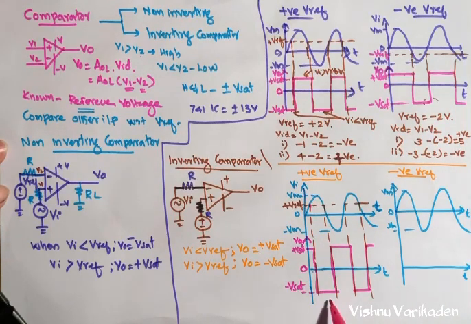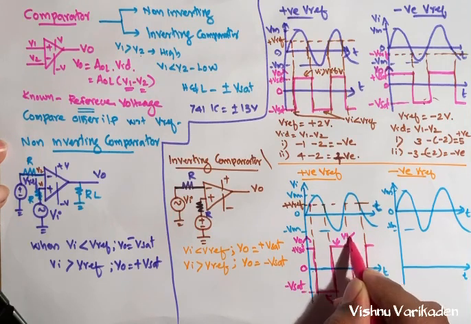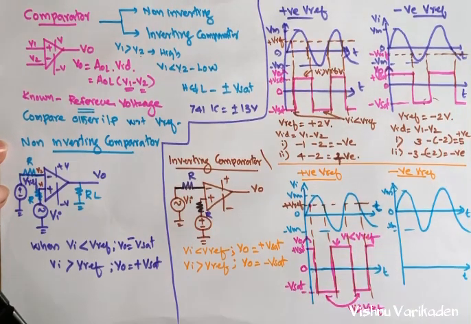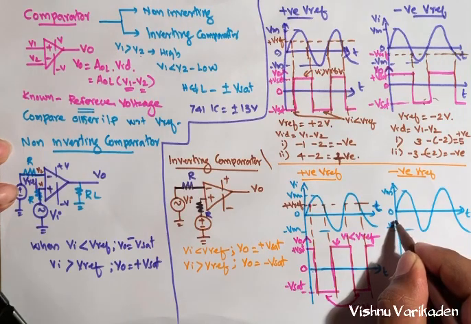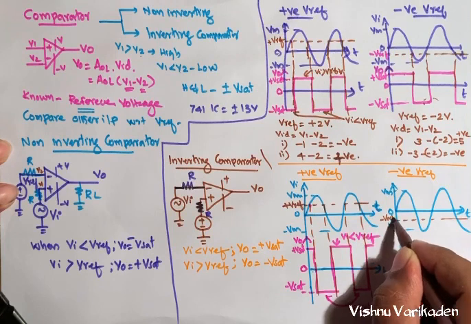So point A is greater than Vi, less than V reference. Writing. So coming to the reference voltage, it is a negative voltage. What happens in the output of the inverting comparator with the minus reference voltage?